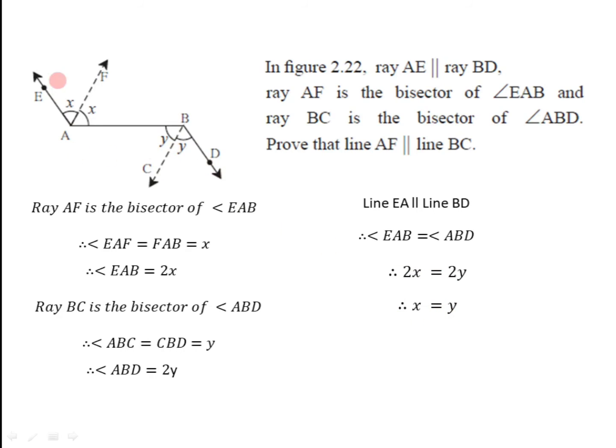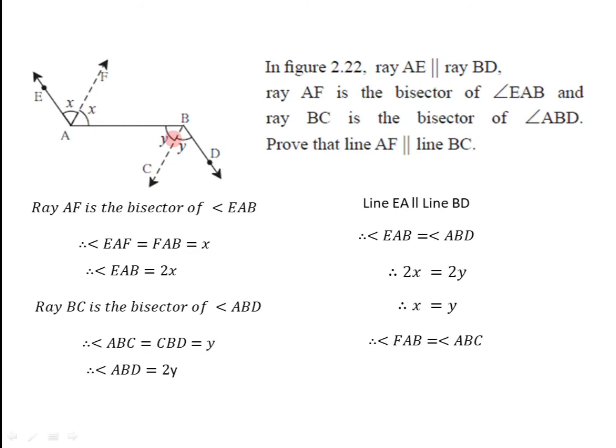Now as we can see in the diagram, the measure of angle FAB is x and the measure of angle ABC is y. So instead of x, we can write angle FAB, and instead of y, we can write angle ABC, because the measure of angle ABC is y. So we get this statement: angle FAB is equal to angle ABC.